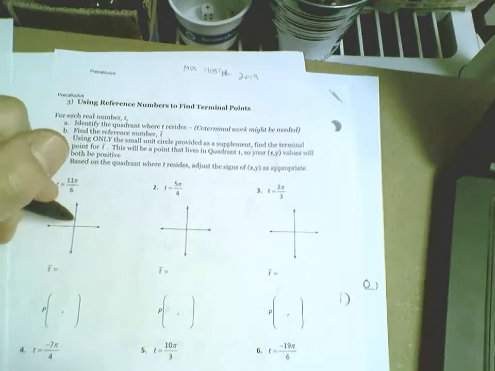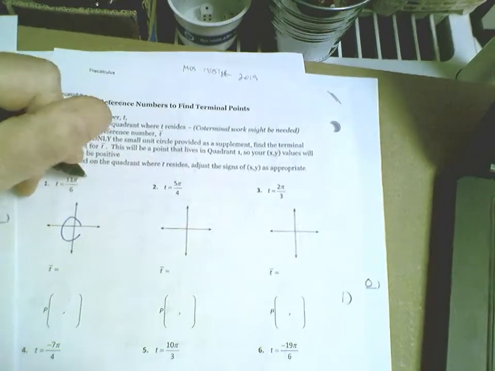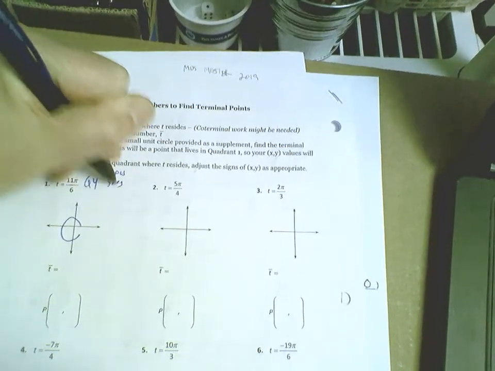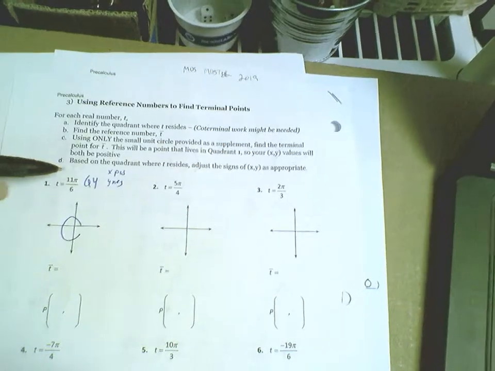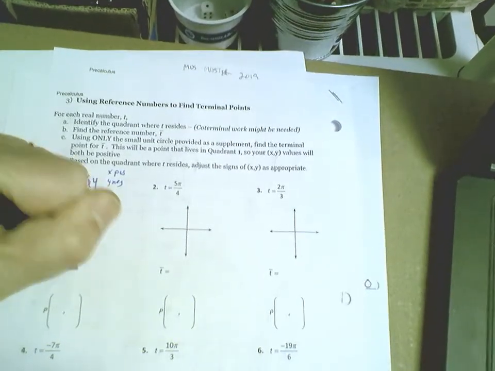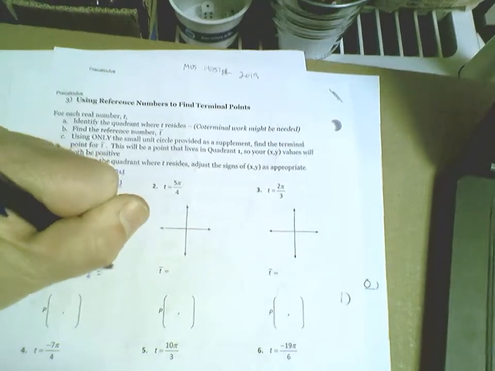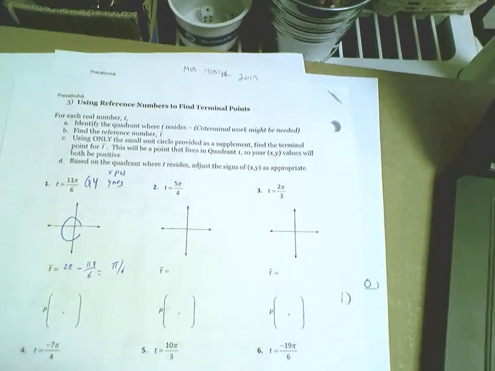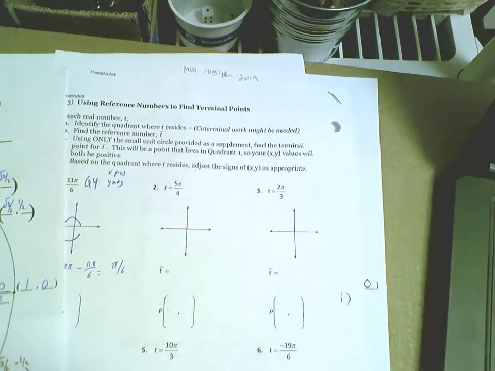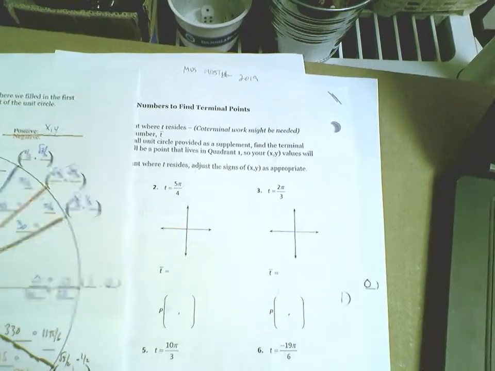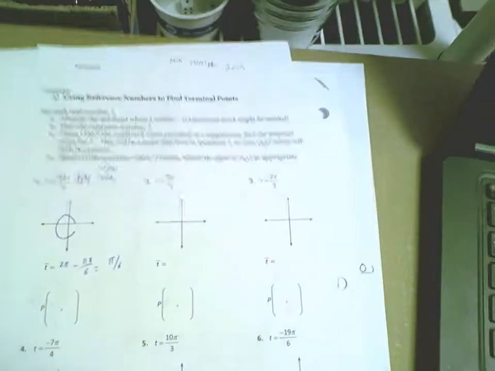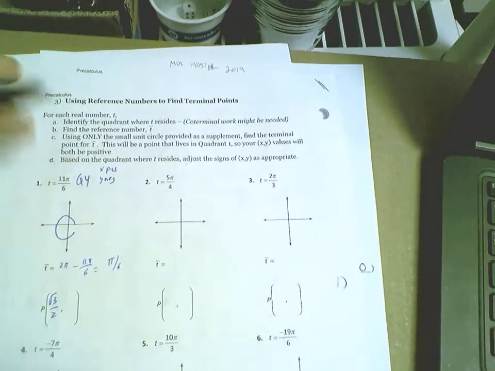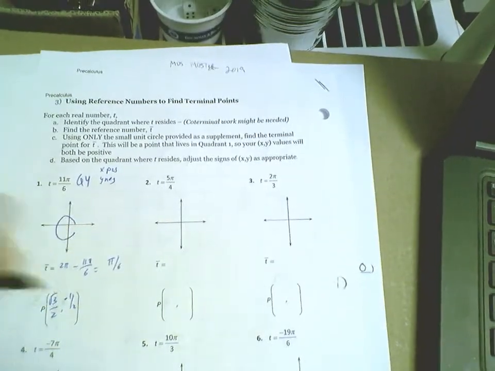T equals 11 pi over 6. That is located in quadrant 4. I know, by the way, that x is positive, y is negative in that quadrant. Reference angle, 2 pi minus 11 pi over 6 equals 12 pi over 6 minus 11 pi over 6, pi over 6. I know that when I look at my quadrant 1 unit circle, pi over 6 is located at root 3 over 2, 1/2. Where do I need to be? I need to make my x-coordinate stay positive, root 3 over 2. My y-coordinate becomes negative 1/2.